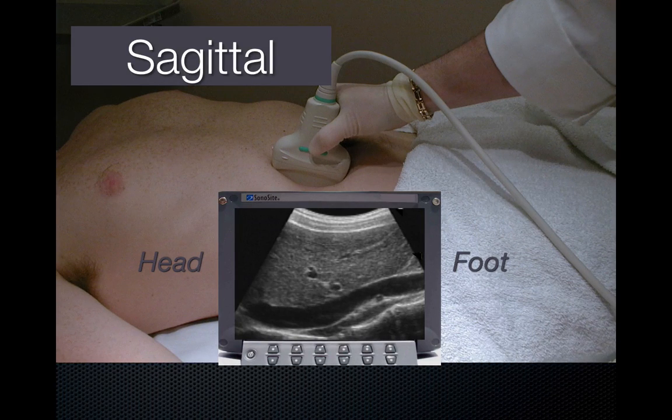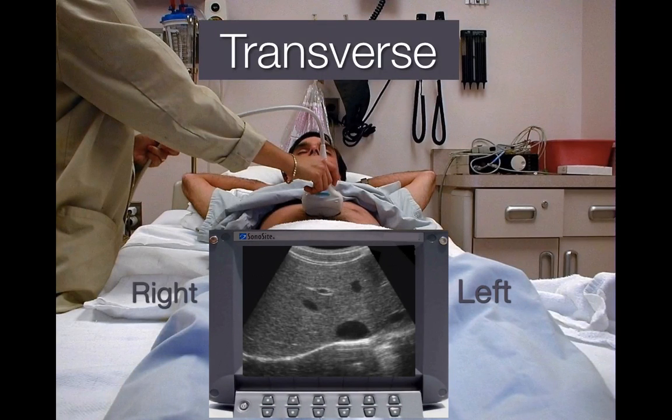Here again, in a closer detailed view, you can see the probe, the indicator bump mark towards the head, and the image that you achieve. And the transverse view, towards the right, and the image that you achieve. The transverse view should always appear like a CAT scan, as if you were looking at the patient from the foot towards the head.